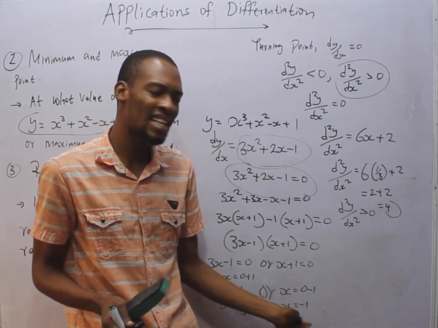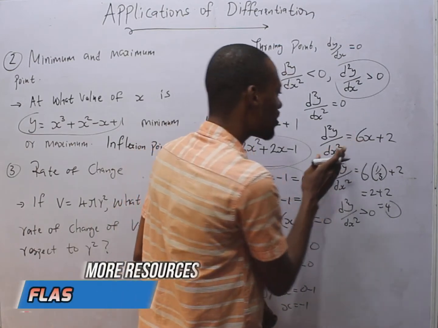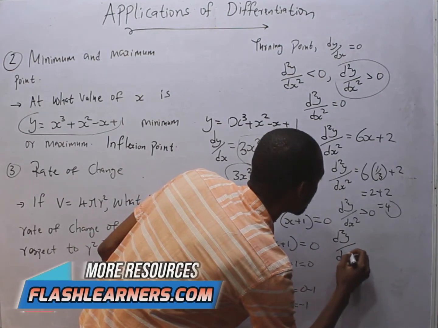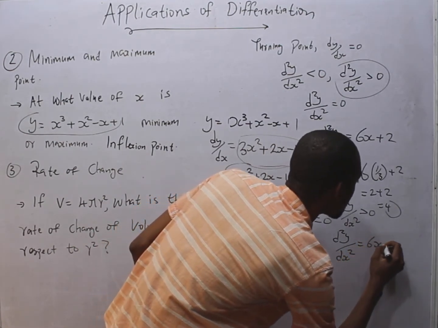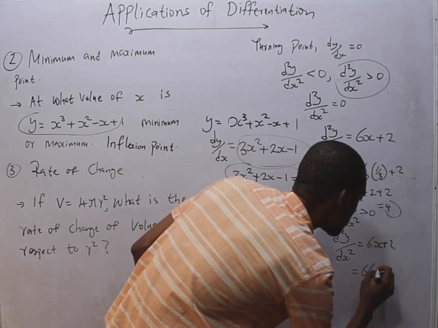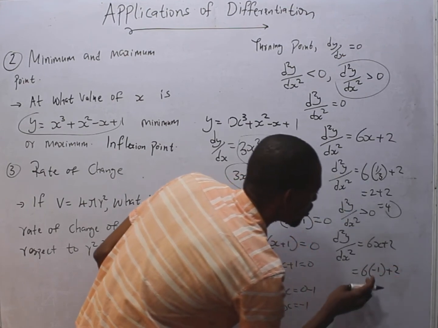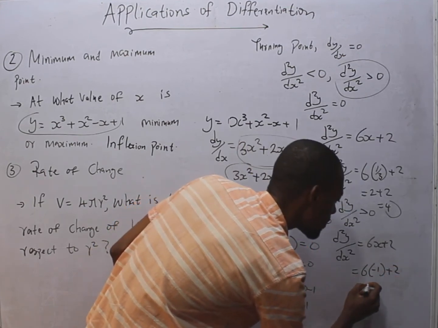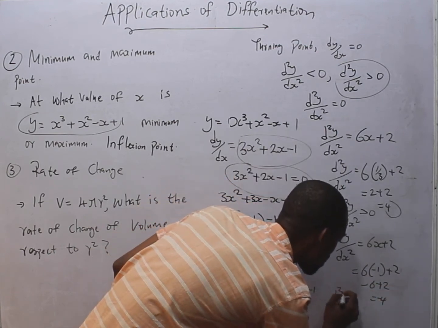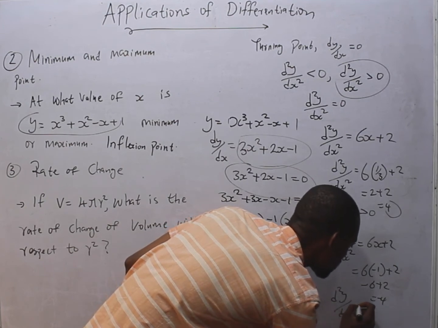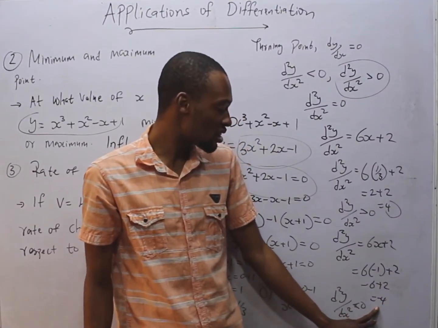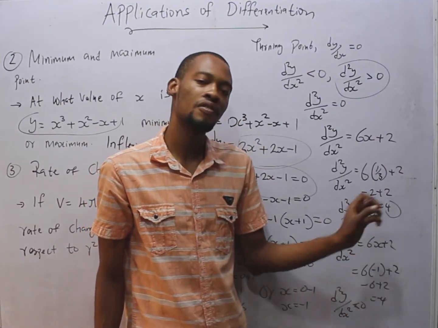So let's see the point that minus 1 gives. d squared y over ds squared equals 6s plus 2. At s equals minus 1, this is 6 times minus 1 plus 2. 6 times minus 1 is minus 6, so minus 6 plus 2 equals minus 4. In this case, d squared y over ds squared is less than 0, because minus 4 is less than 0. The maximum point is minus 4 and the minimum point is 4.